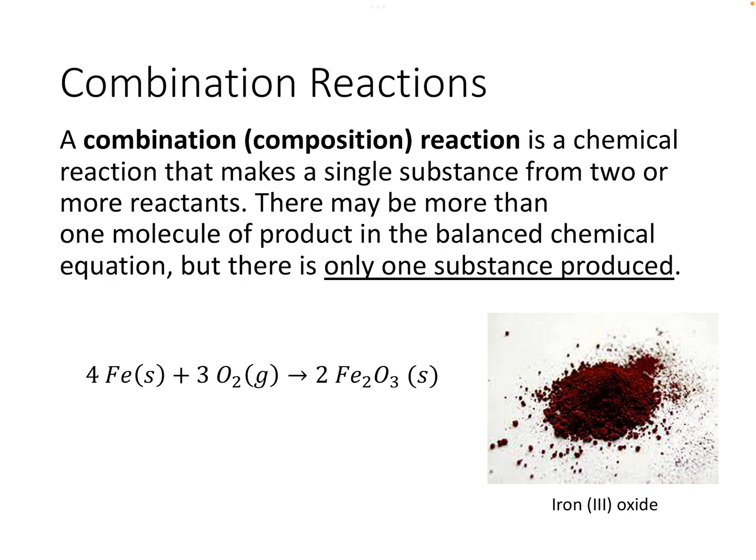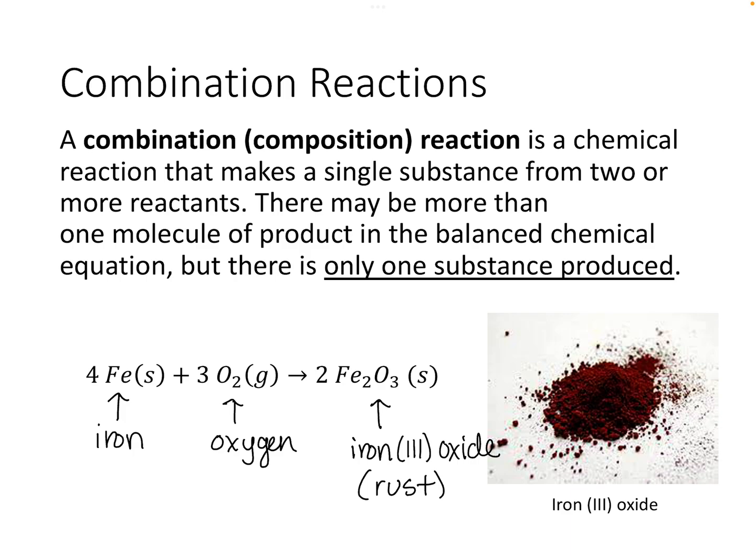We have iron, Fe, reacting with oxygen, O2, and that's going to make iron 3 oxide. Iron 3 oxide is actually known as rust. So you can see a picture off to the side there of some red rust. And notice that this is a balanced equation.